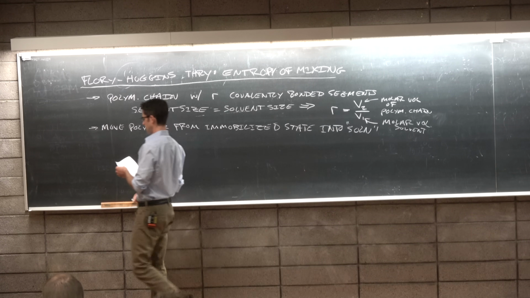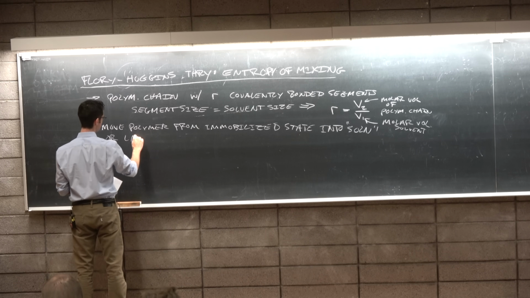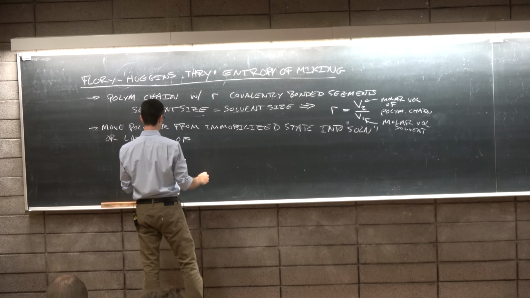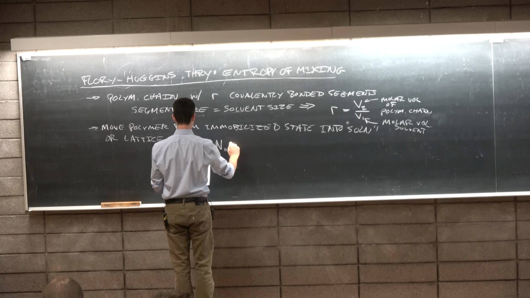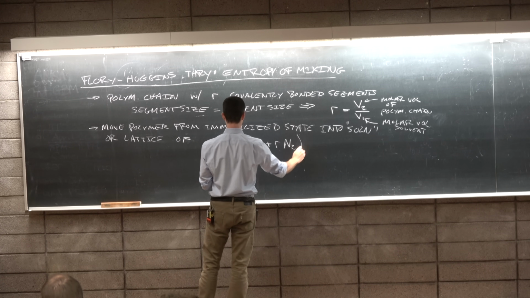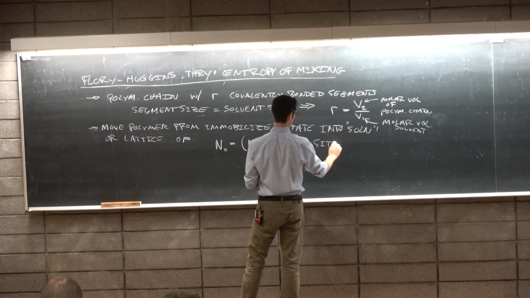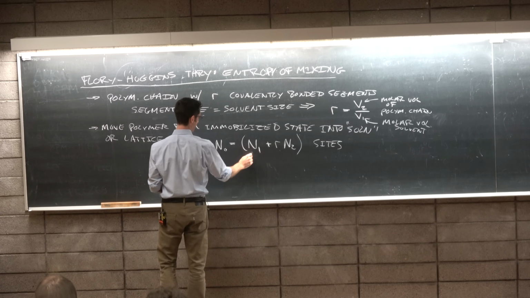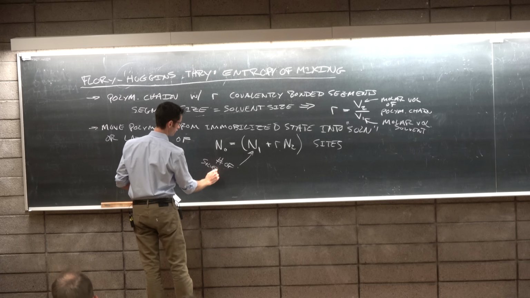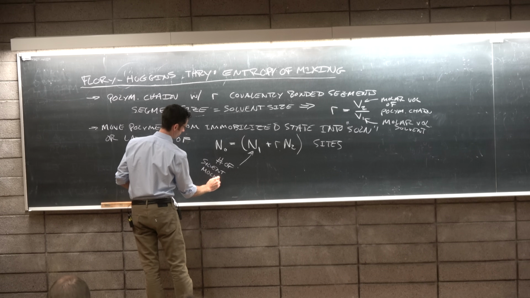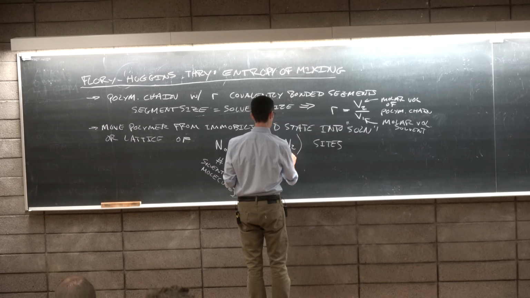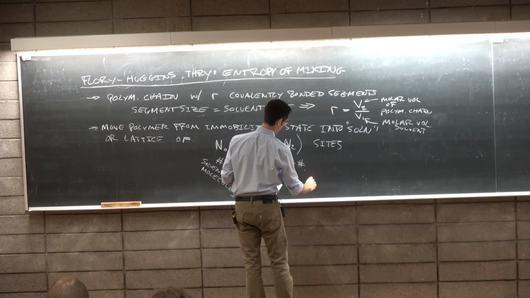Into solution or lattice, of the total number of sites, n naught equals n1 plus r n2 sites. This is the total size of the lattice, where n1 is the number of solvent molecules and n2 is the number of polymer molecules.